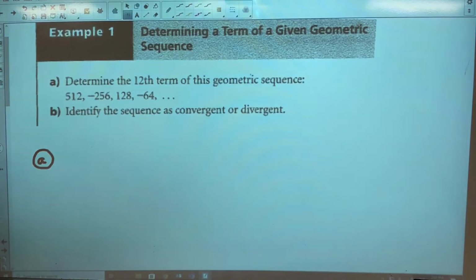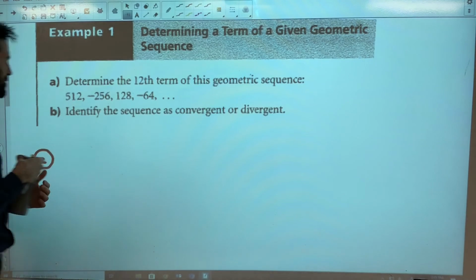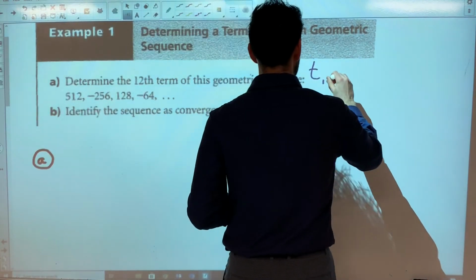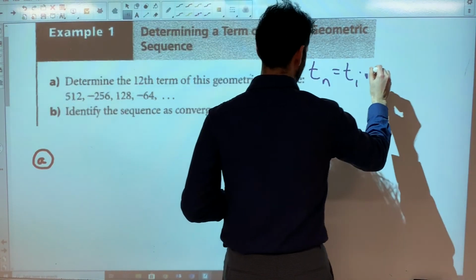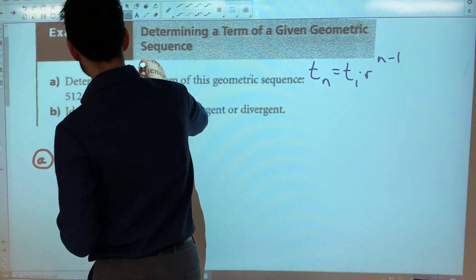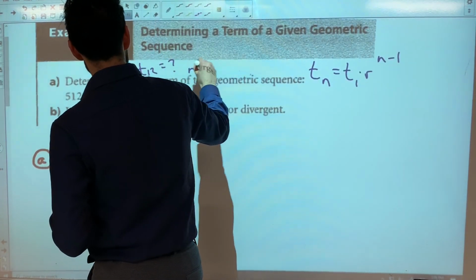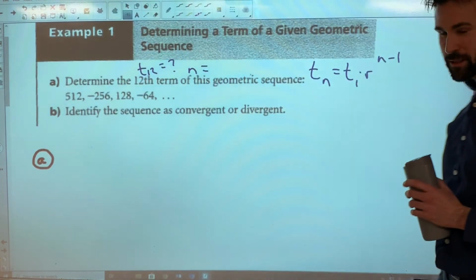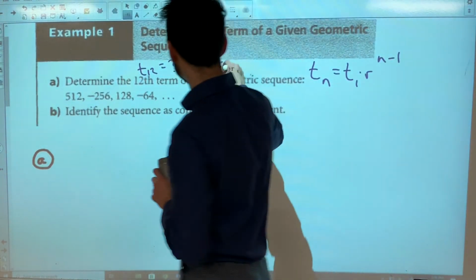Let's see. Determining a term of a given geometric sequence. Yeah, we only have the one formula, so it's going to be a short lesson after this. We have this formula. Only so many things we can do with it. Right, so there it is. We're going to find term 12. So we want to know term 12. So that means that n is what? The $1 million question. 12. 12. Very good.